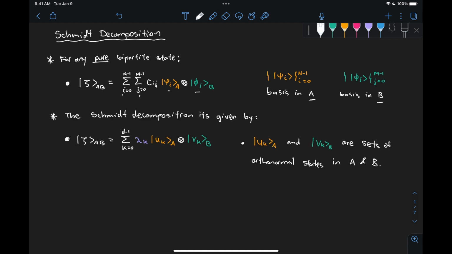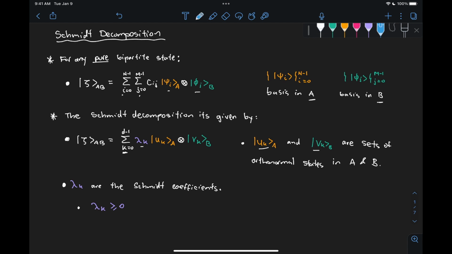Now the Schmidt decomposition is given by this other form where we're summing over just one index k over the tensor product of sets of orthonormal states u sub k for subsystem A and v sub k for subsystem B, pre-multiplied by these lambda sub k's, which are our Schmidt coefficients. And we also said the Schmidt coefficients are real numbers equal to or greater than 0.